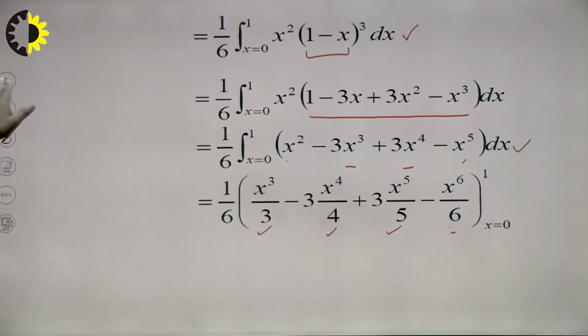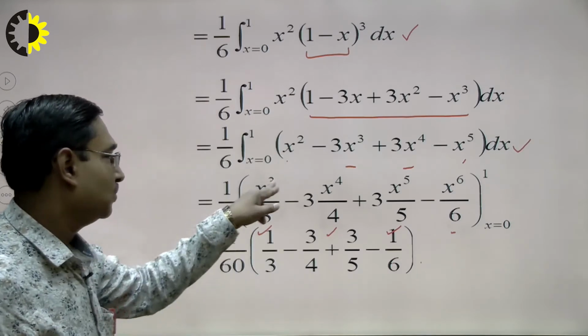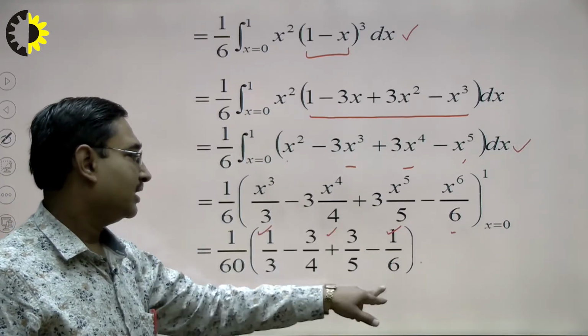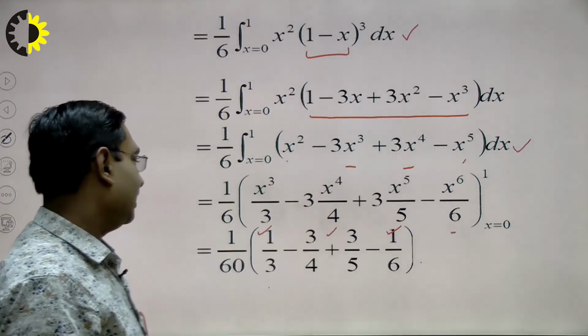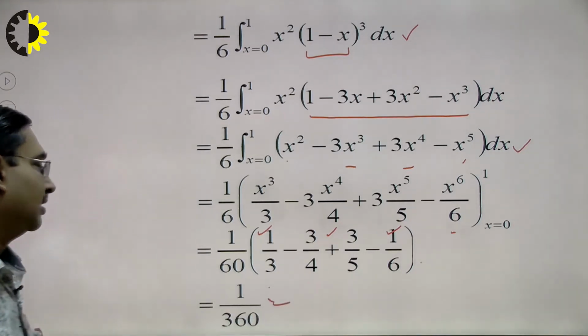Applying limits, I obtain these terms, because substituting x equal to 1, it will be 1 by 3, it will be 3 by 4, it will be 3 by 5, and next will be 1 by 6. Substituting x equal to 0, each of the terms will be 0, and simplification will give this value as our answer.